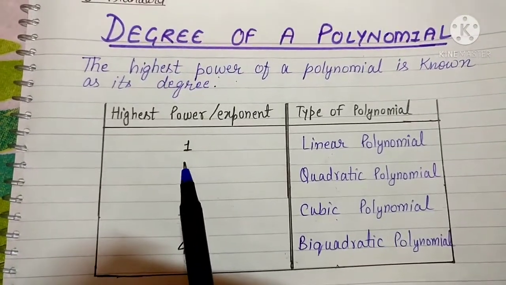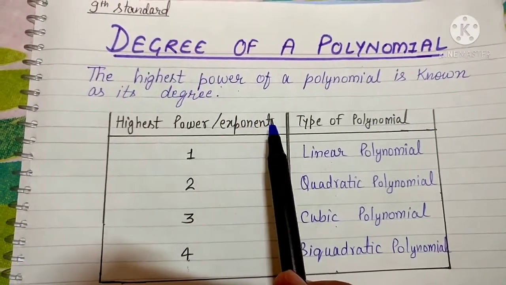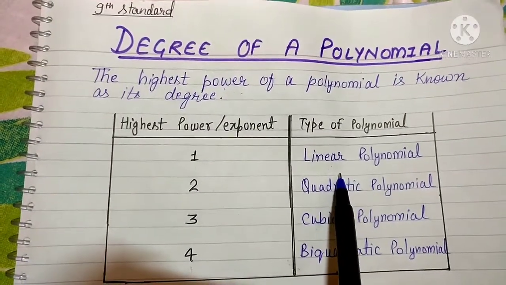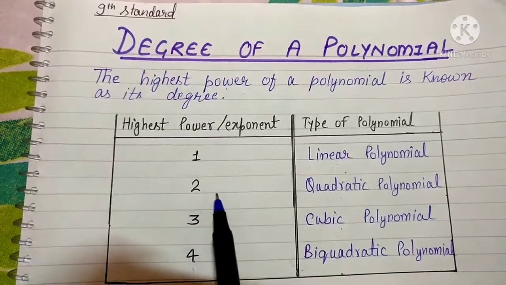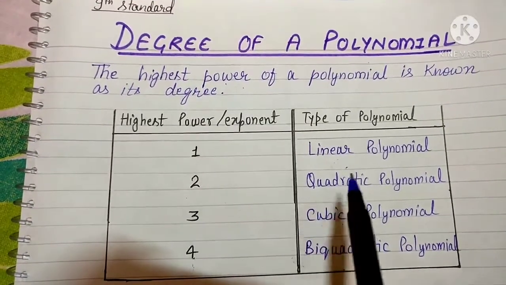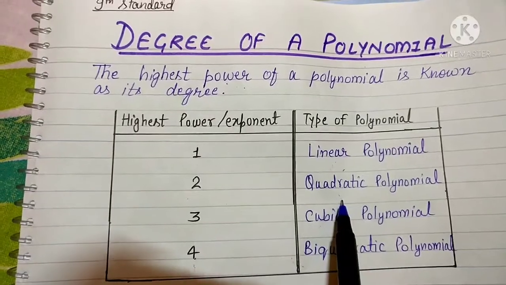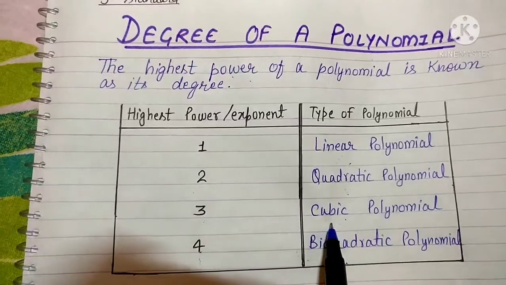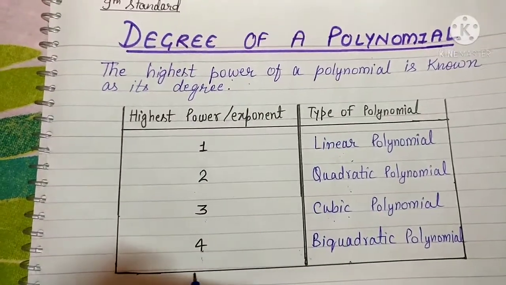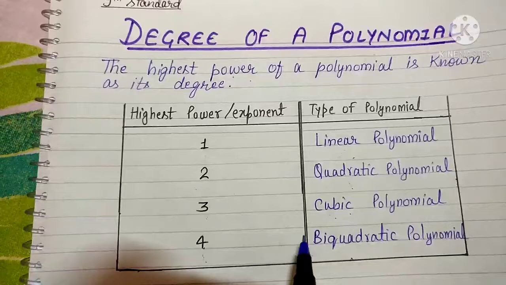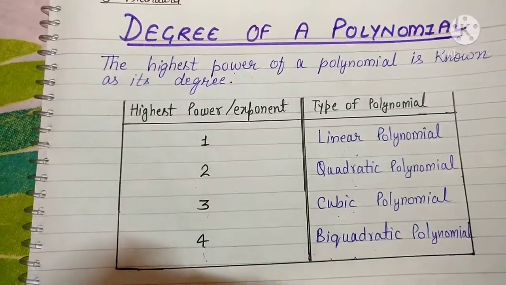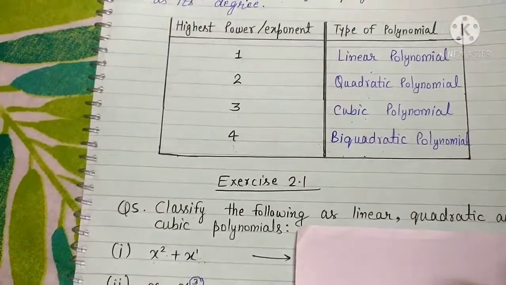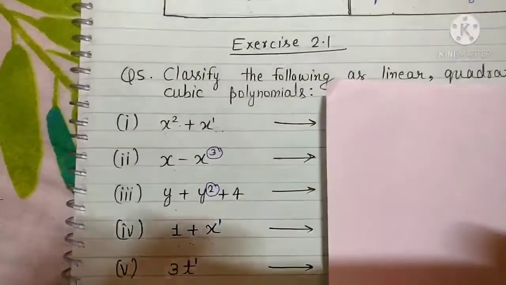If a polynomial has the highest power, or highest exponent, as 1, then we can say it is a linear polynomial. If the highest power is 2, it is a quadratic polynomial. If the highest power is 3, it is a cubic polynomial. And if the highest power is 4, it is a biquadratic polynomial. So let's move to exercise 2.1, where one question is given. We'll solve this question and clear our doubt.